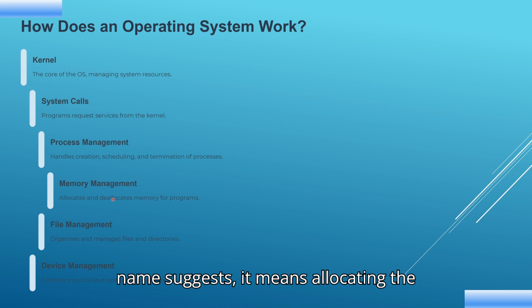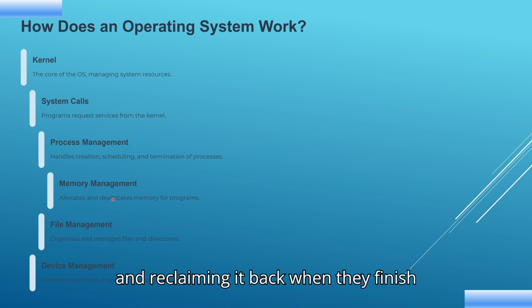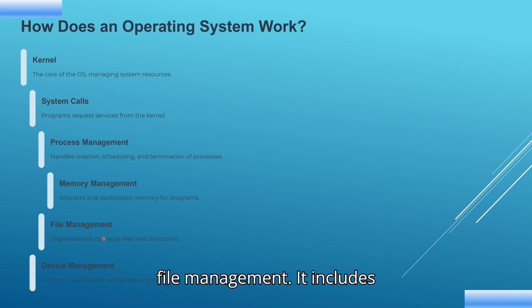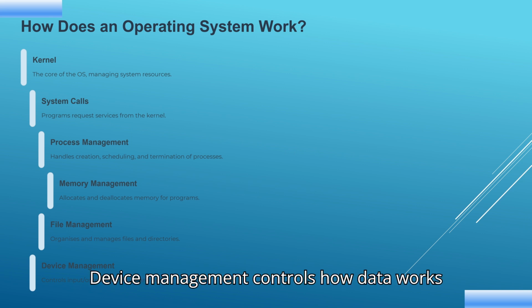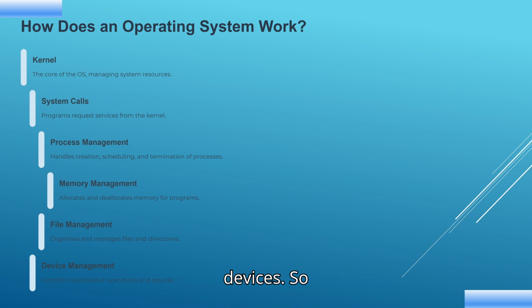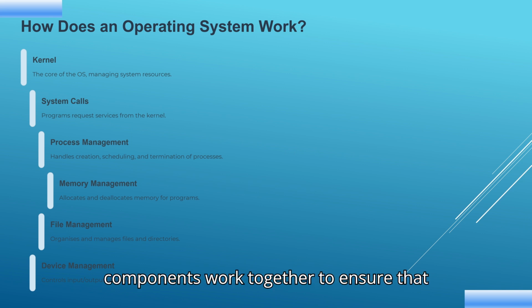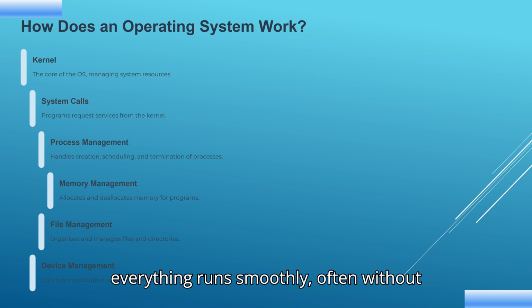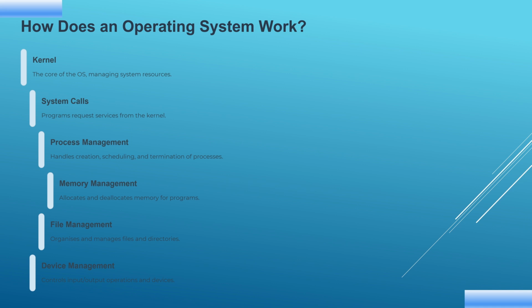As the name suggests, it means allocating the memory to programs as needed and reclaiming it back when they finish. File management. It includes organizing files on disk and handling access permissions. Then the last, device management. Device management controls how data flows to and from the hardware or devices. So all these six components work together to ensure that everything runs smoothly, often without us even realizing it.